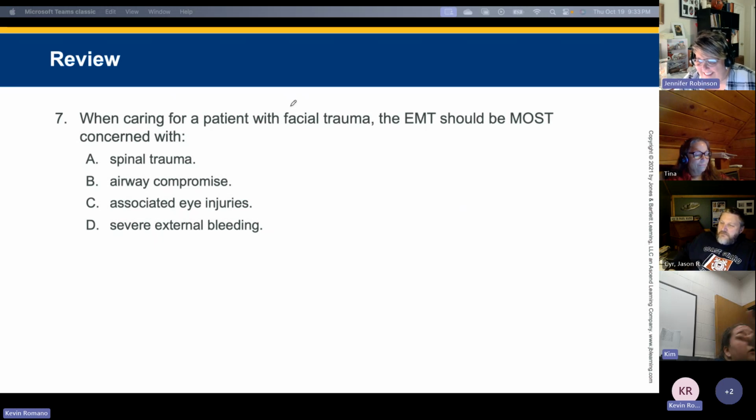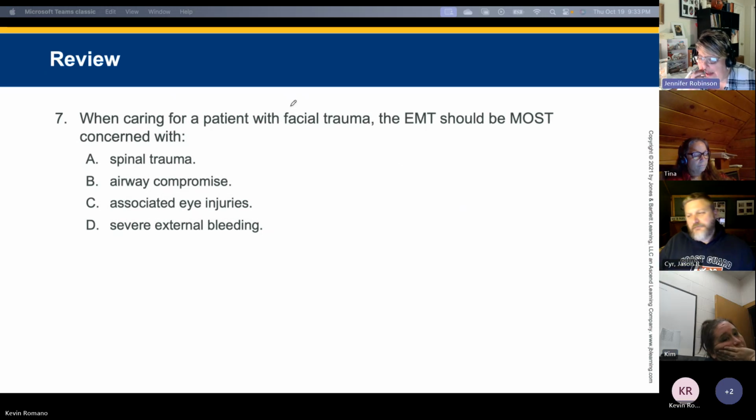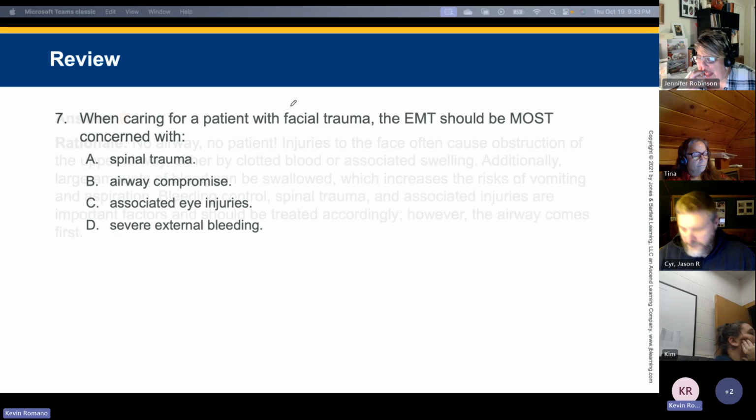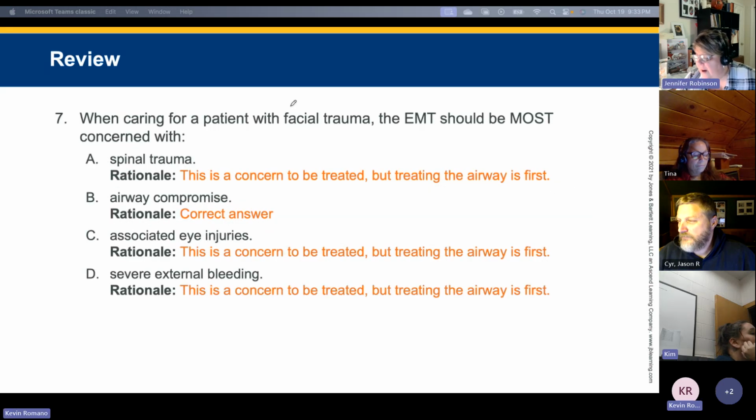So when caring for a patient with facial trauma, the EMT should be most concerned with B. Airway. Always airway. B it is. It's always the airway.